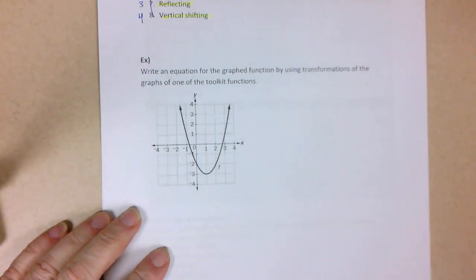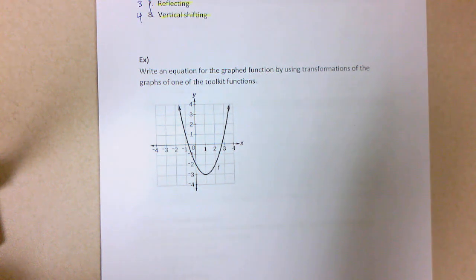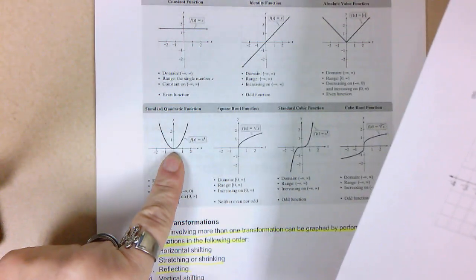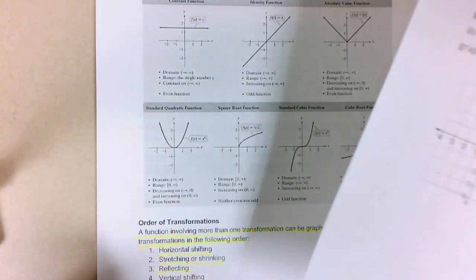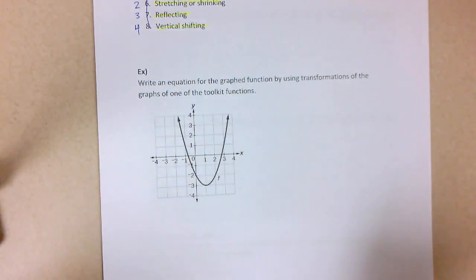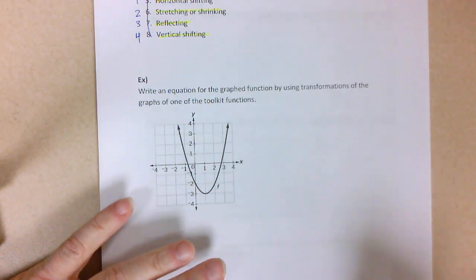Alright, back with you. So this says to write an equation for the graphed function by using transformations of the graph of one of the toolkit functions. So, here's our toolkit. This guy looks very much like this guy, right? So it's the quadratic, which we know is x squared. So that's what our base is, what we're working with. That's why I put that toolkit in there in front. So, the parabola.